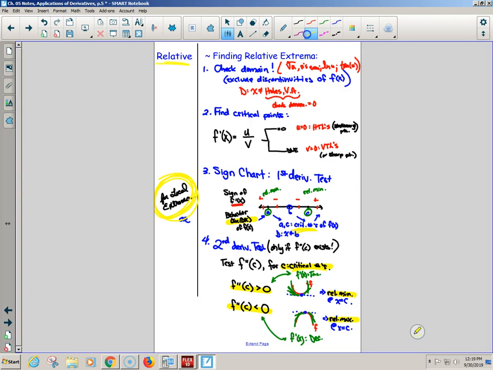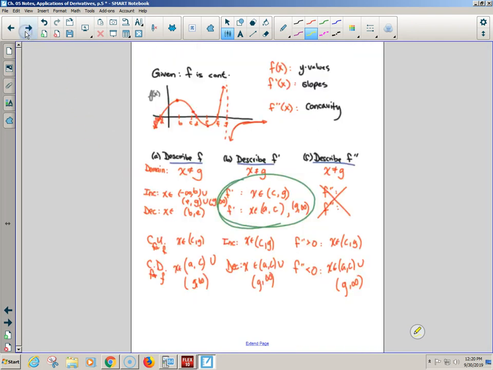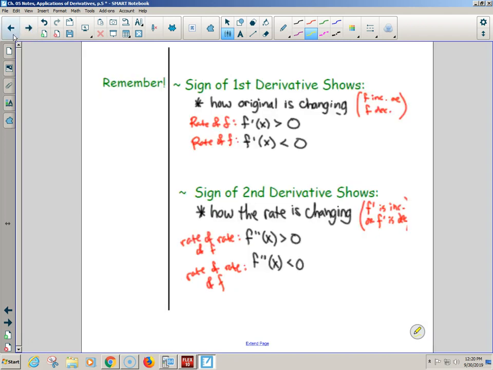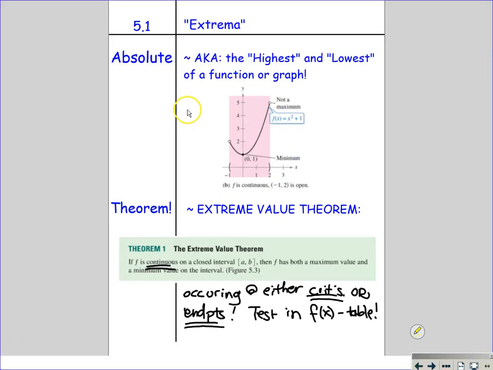So we have relative, we have local, we have EVT that says if I have a continuous function on a closed interval, there will be extrema, and I tended to allude to, hey, not just critical numbers, but endpoints are important for EVT. But we didn't specifically say, okay, what about absolute? Ooh, it gets exciting after that. So hold on, let's get back to the beginning.